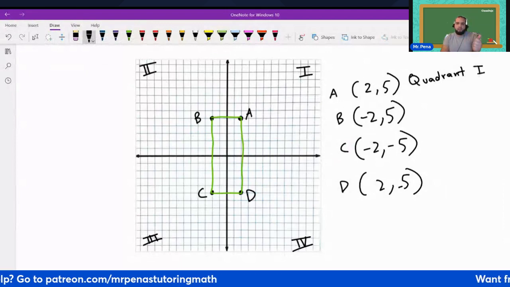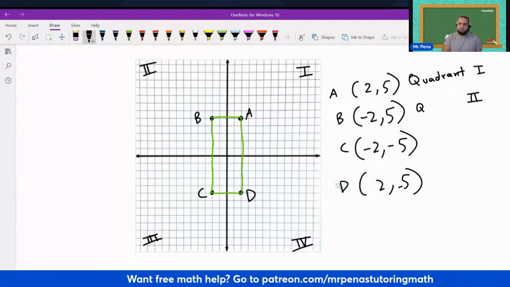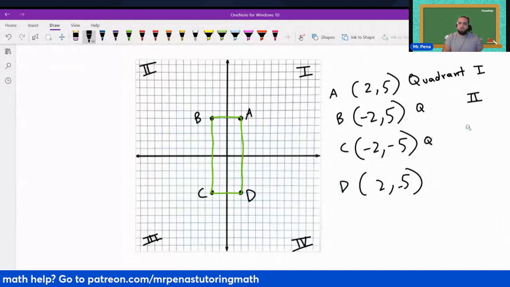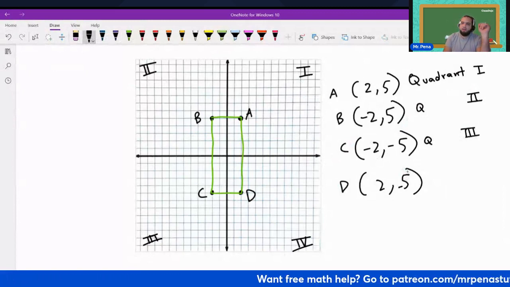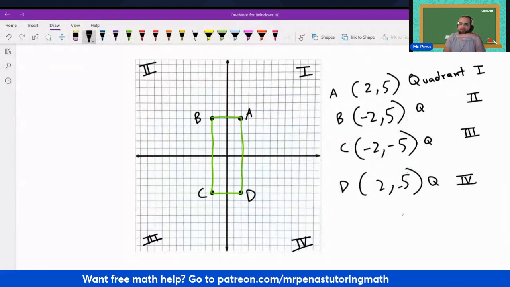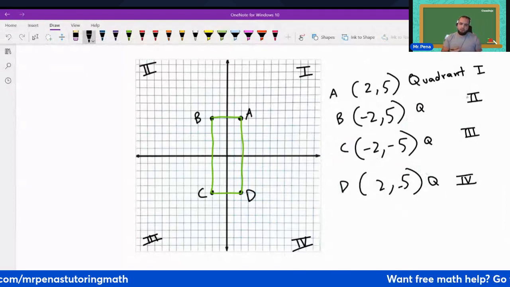When we have negative, positive, that's going to be quadrant 2, because you're going to go left and then up. And then we're going to go to quadrant 3. Negative 2, negative 5. Left and down. And then when we go to quadrant 4, it's positive, negative. So right, down. Quadrant 1, 2, 3, and 4.